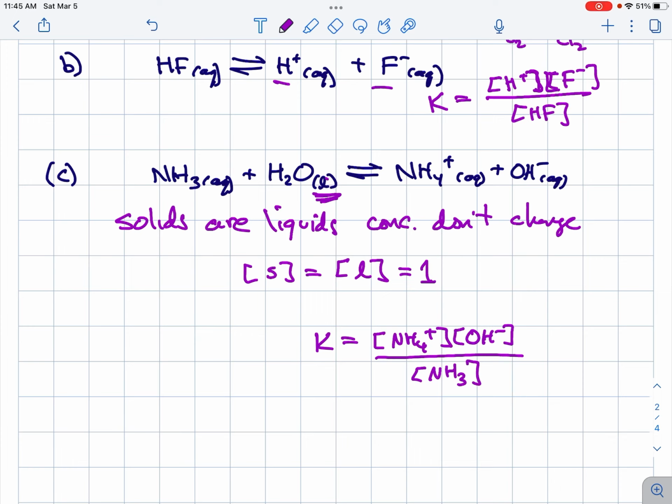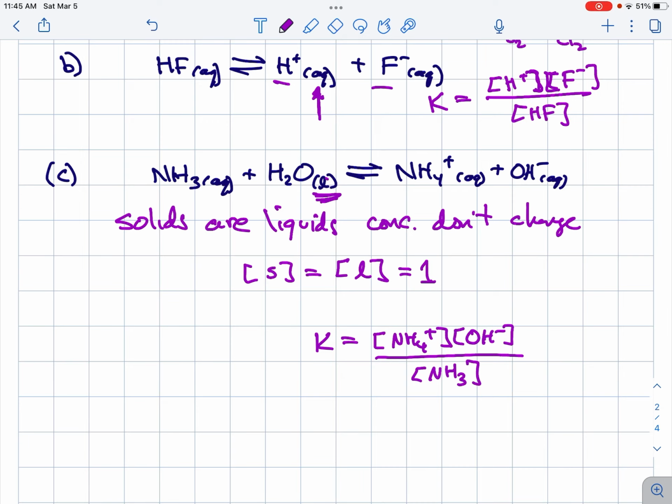Now, notice that it's liquid, not aqueous. So aqueous solutions appear because we're talking about the solute concentration. That can change. The concentration of the water itself cannot. All right. So now, that's equilibrium expressions.